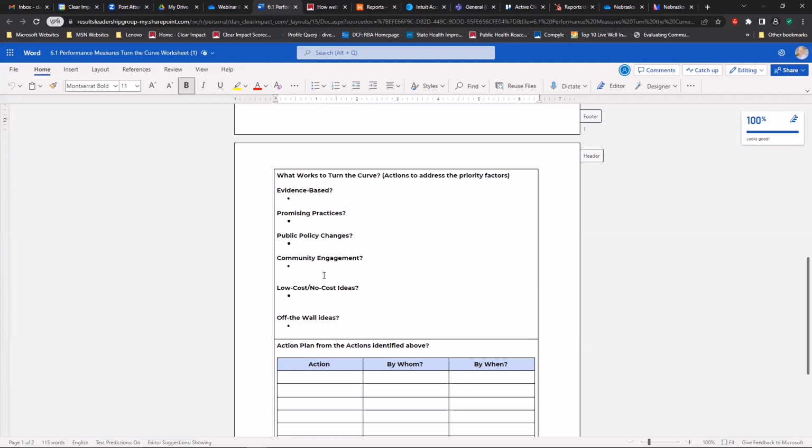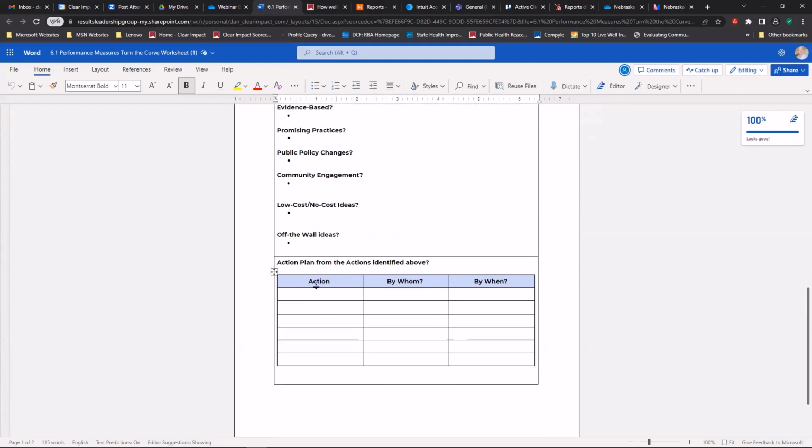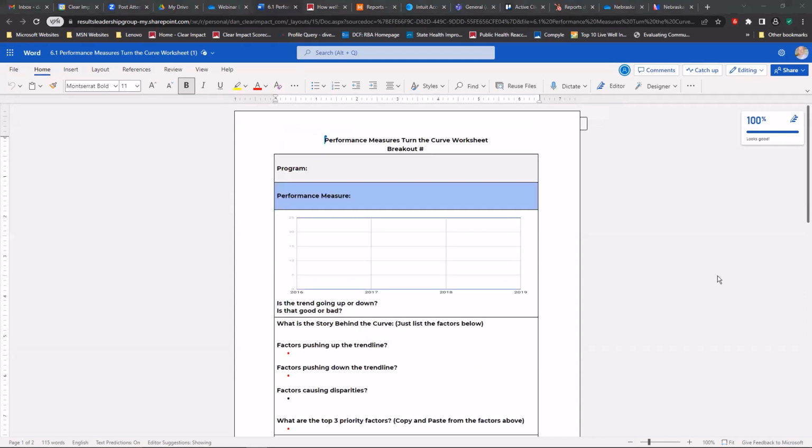So you can list them in any of these criteria. But you do want to look at community engagement, low-cost, no-cost ideas. What can we do without money, just acting differently, and any off-the-wall ideas, and then come up with your action plan. So again, pick just one of your performance measures, assume it's not achieving your target, and come up with an action plan to improve it. And I'll give you about 20 minutes again.